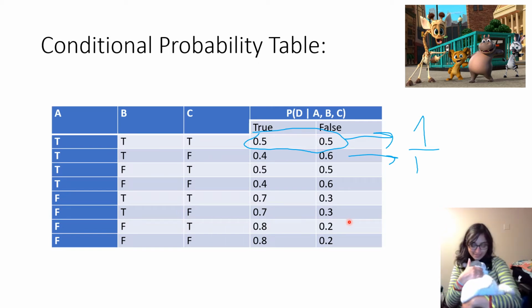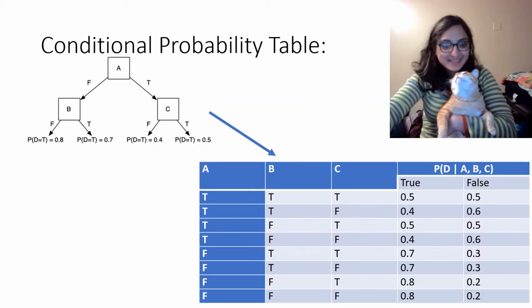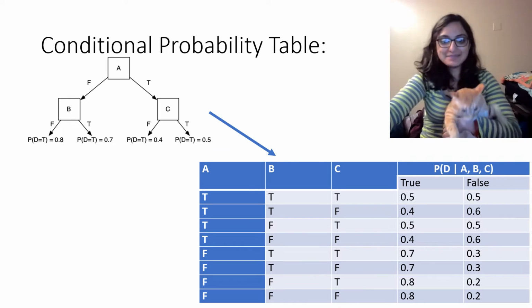So how do we get there? That's what we're going to talk about. How did we derive this conditional probability distribution table for D? So this is the probability distribution table for D, conditional, so D given the values that we observe for A, B, and C. So I'm here with a cute little orange cat.